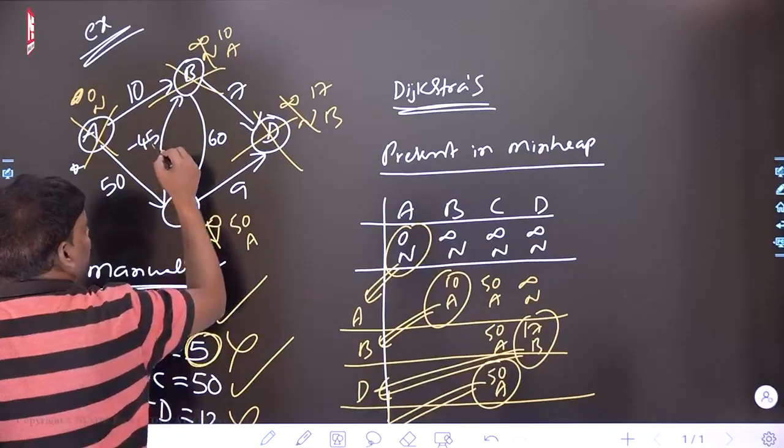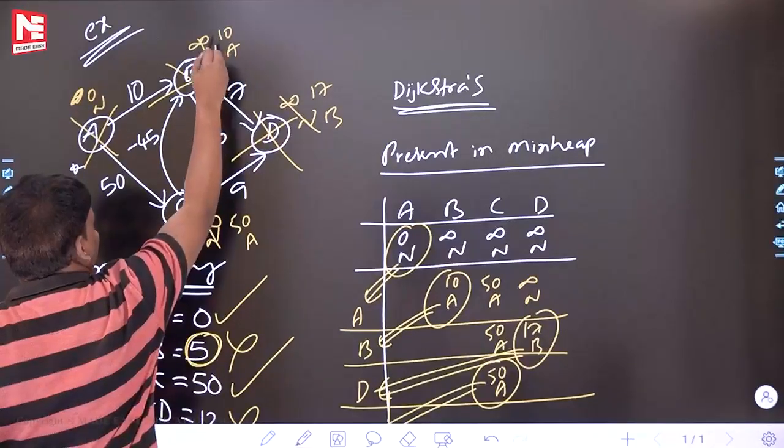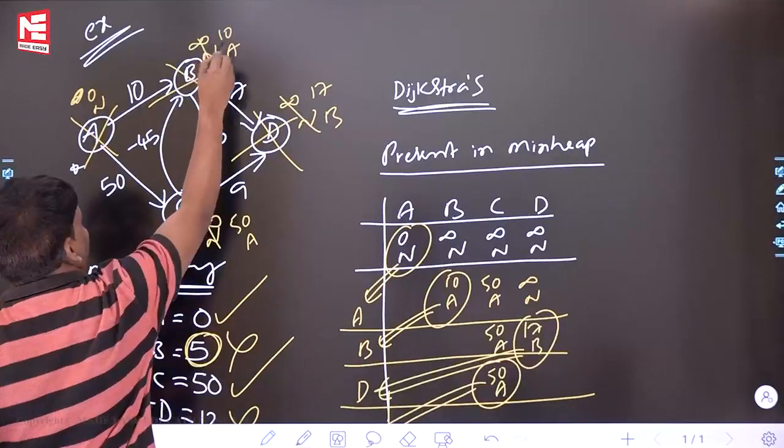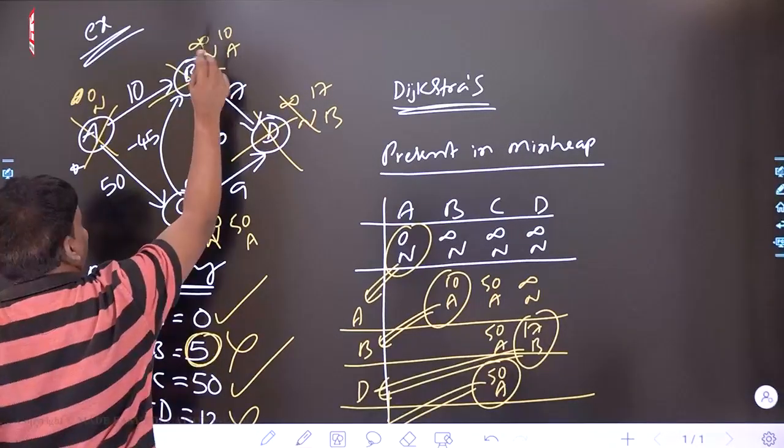50 minus 45? 5. It is a 5. So it is wrong. Dijkstra is saying don't go, but actually here 5 is coming. You have to take it, but Dijkstra is not taking it. So Dijkstra is wrong here.